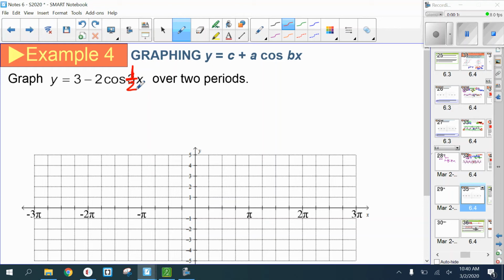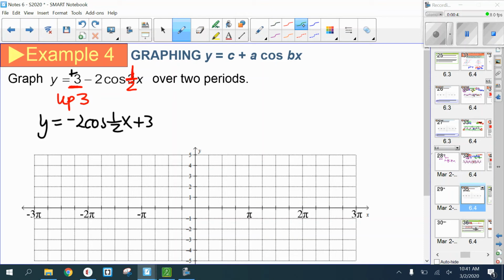All right, I see this 3 in the front here, and that's fine. That's actually going to be an upshift. That tells me I'm shifting the whole curve up 3. And if you don't see that, think about switching it around. If you wrote the equation as negative 2 cosine 1/2 x plus 3, that is a positive 3 after all. Maybe it looks more like an upshift. We're shifting the whole thing up 3.